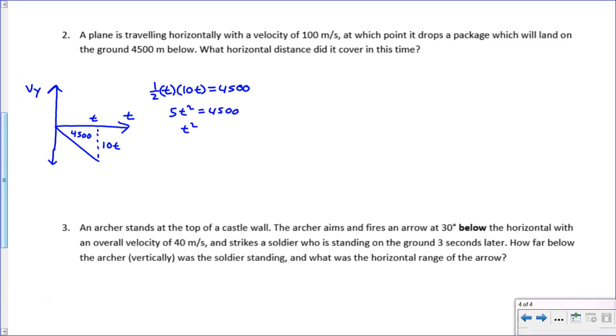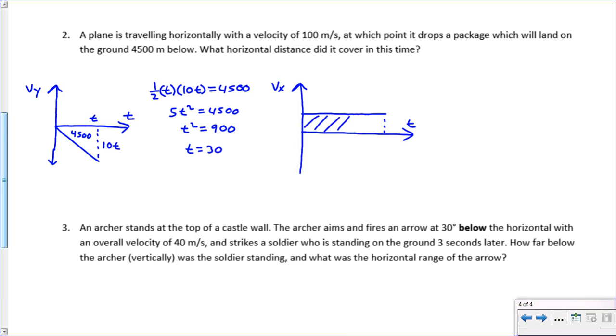And then t squared is going to equal 900. And then what we get here is that t equals 30. So we find that time is 30 seconds. Now to figure out how far it's going to go horizontally, I look at the horizontal velocity versus time graph. That is my Vx versus t graph. It's a constant positive velocity.